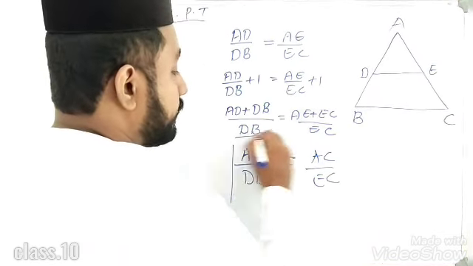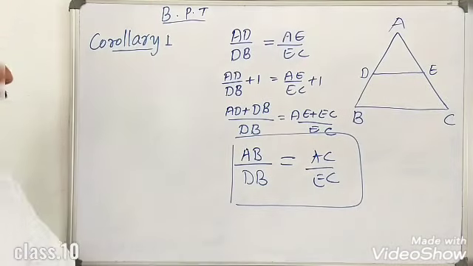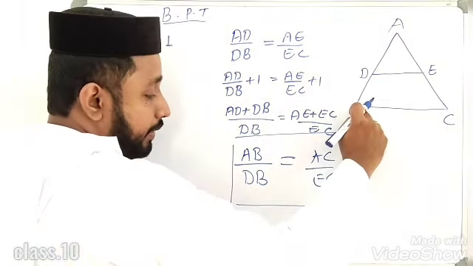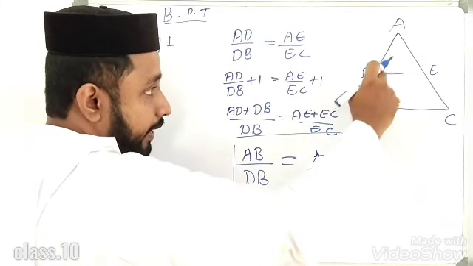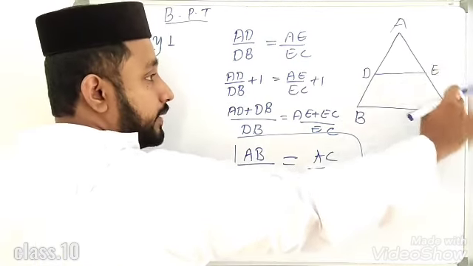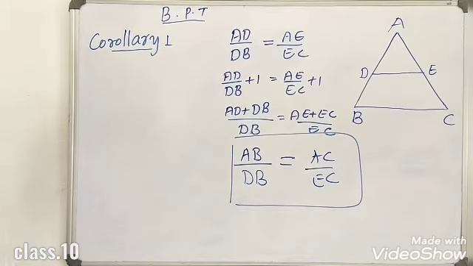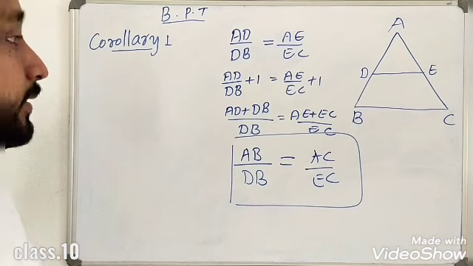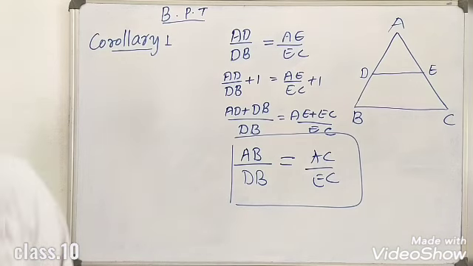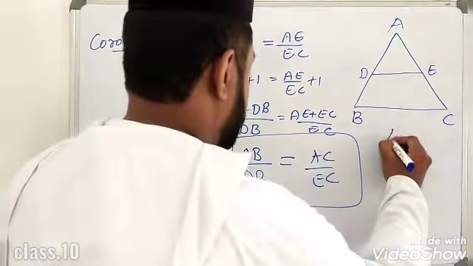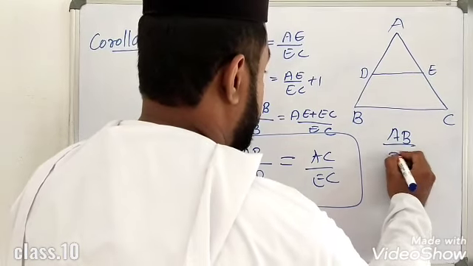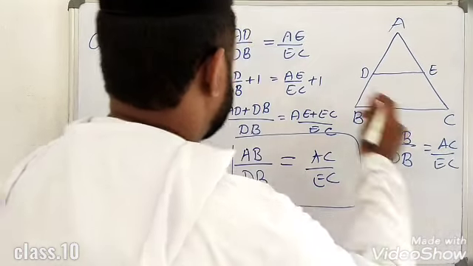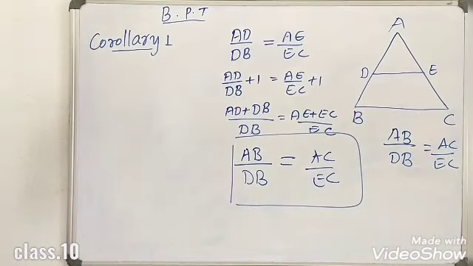So we have another result along with BPT: AB by DB is equal to AC by EC. So this is also equal. This is corollary number 1. So we can write AB by DB is equal to AC by EC. This is corollary number 1.